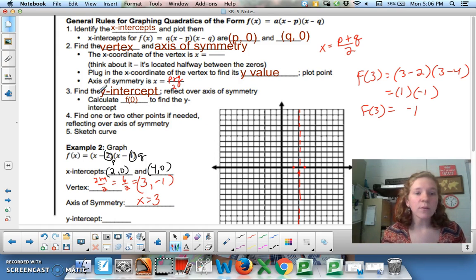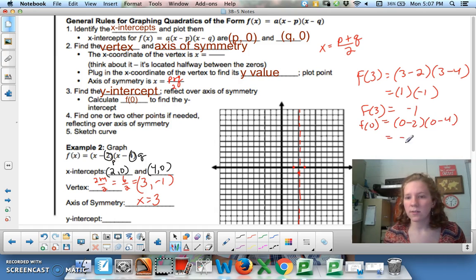Okay, the next thing I want to do is find the y-intercept. And once I find the y-intercept, I reflect it over that axis of symmetry. To find the y-intercept, I'm going to calculate f of 0 because that's the point where my x value is 0. So I'm going to go f of 0 equals, and in place of all my x's, I'm putting 0, so 0 minus 2 and 0 minus 4.